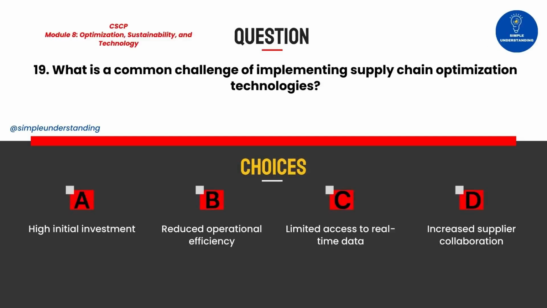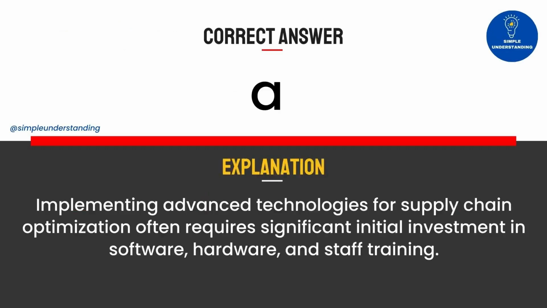19. What is a common challenge of implementing supply chain optimization technologies? A. High initial investment. B. Reduced operational efficiency. C. Limited access to real-time data. D. Increased supplier collaboration. Correct answer, A. Explanation. Implementing advanced technologies for supply chain optimization often requires significant initial investment in software, hardware, and staff training.